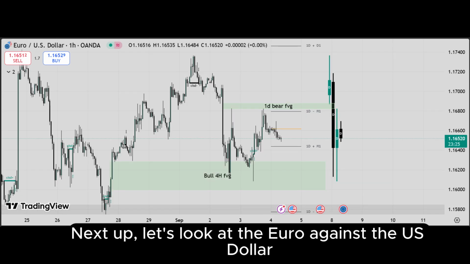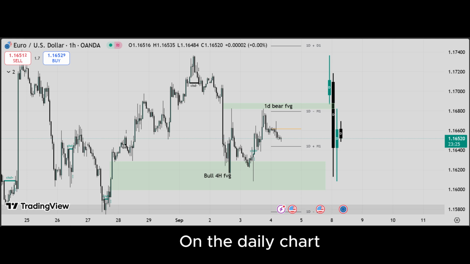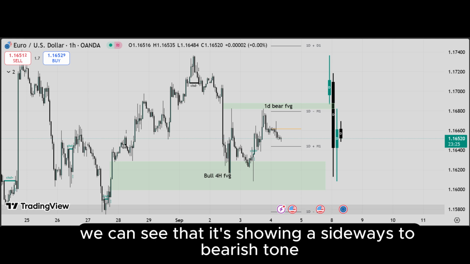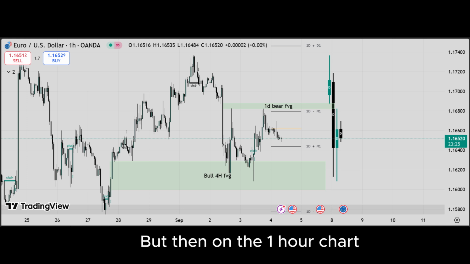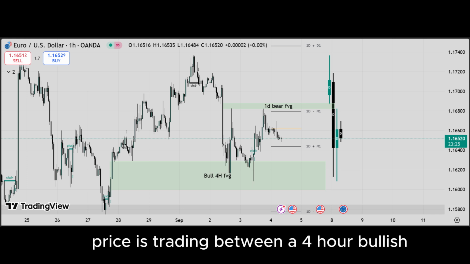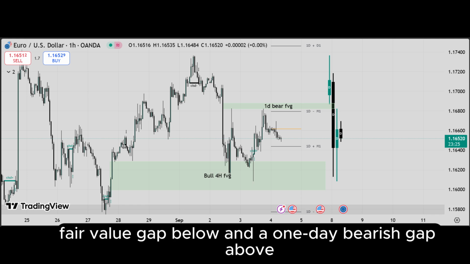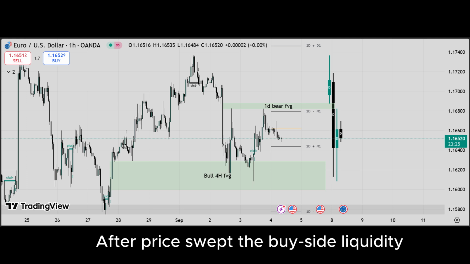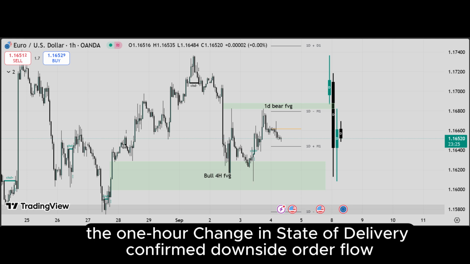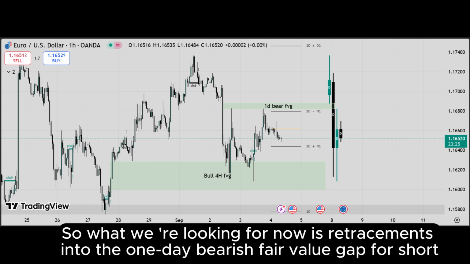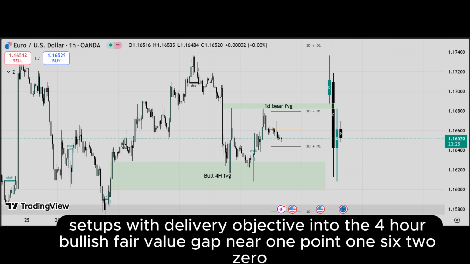Next up, let's look at the euro against the US dollar. On the daily chart, we can see that it's showing a sideways to bearish tone. But then on the 1-hour chart, price is trading between a 4-hour bullish fair value gap below and a 1-day bearish gap above. After price swept the buy-side liquidity, the 1-hour change in state of delivery confirmed downside order flow. So what we are looking for now is retracements into the 1-day bearish fair value gap for short setups, with delivery objective into the 4-hour bullish fair value gap near 1.1620.